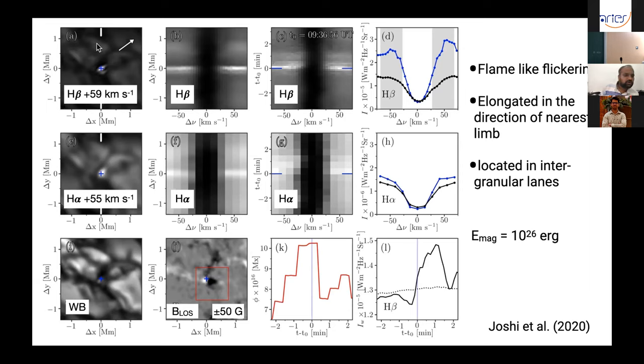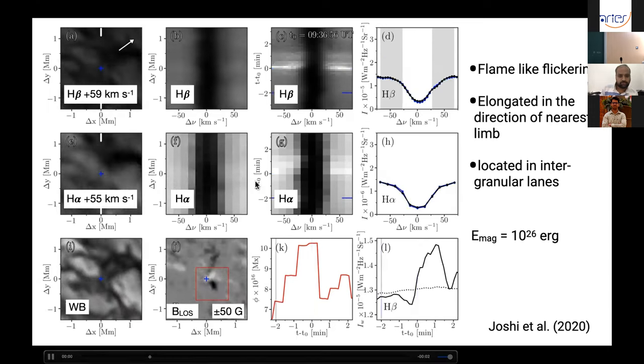And I would bring your attention to the scale here. For example, this is 1,000 kilometers, and this is 500 kilometers. So this event is very small, 100 kilometers wide and maybe 200 kilometers long.